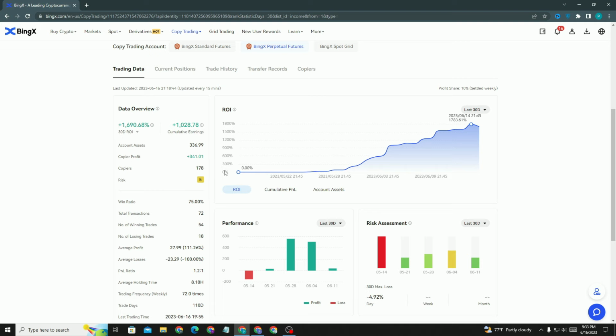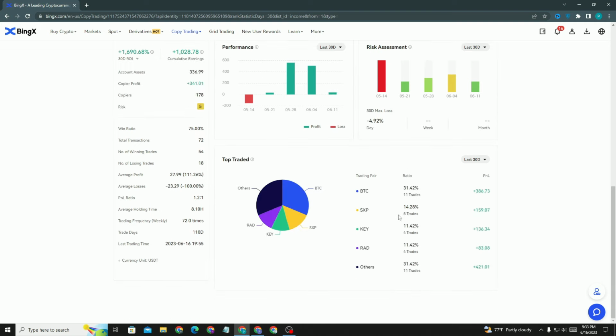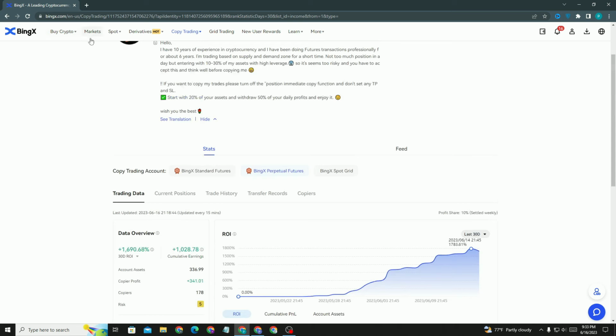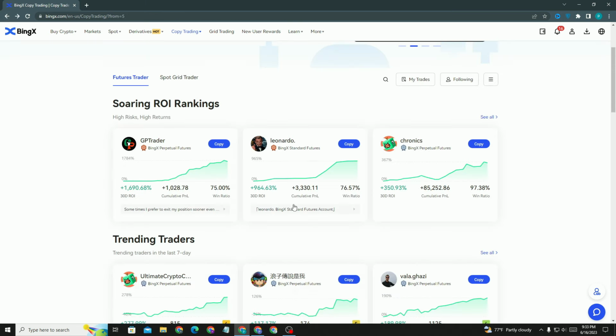But he's in a very good ratio, like 1690.68%, the profitable amount he does have. So simply, if you want to follow, then you can follow these traders and start your trading career here on the BingX platform. So simply you can judge and analyze.